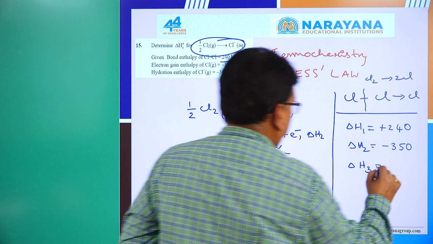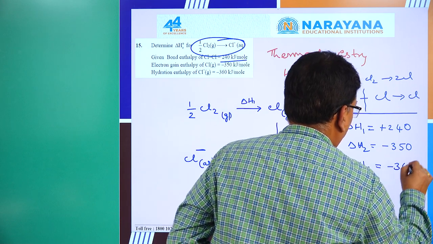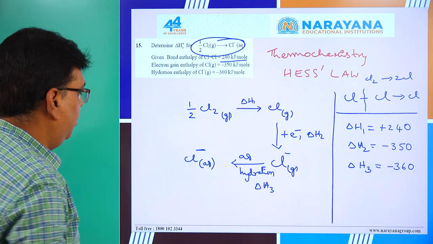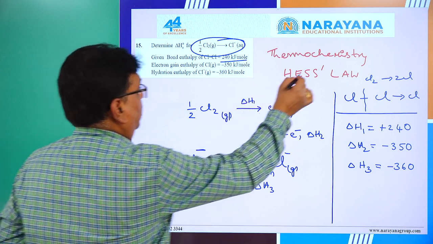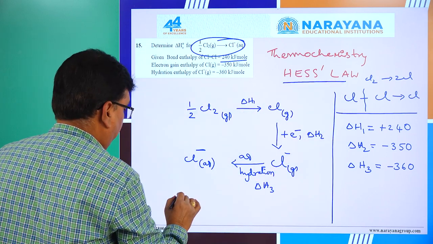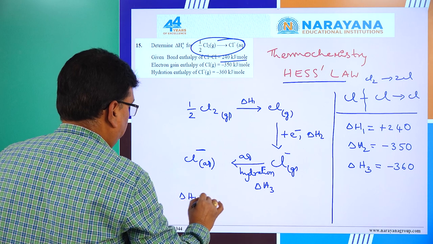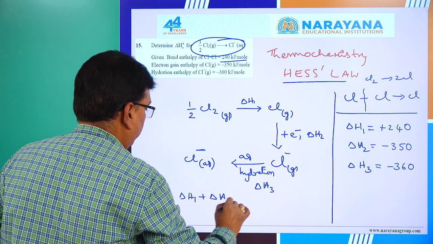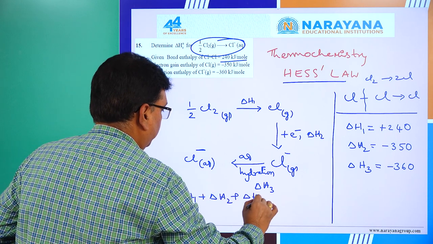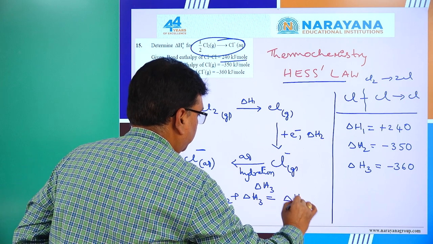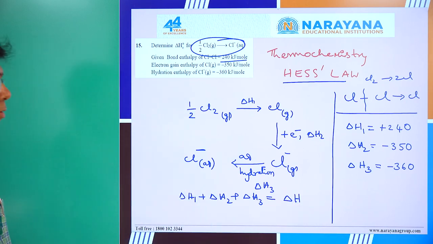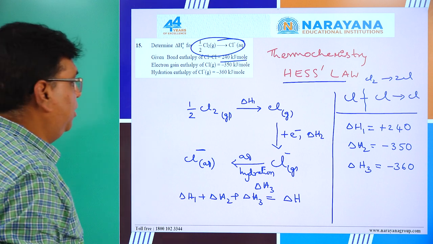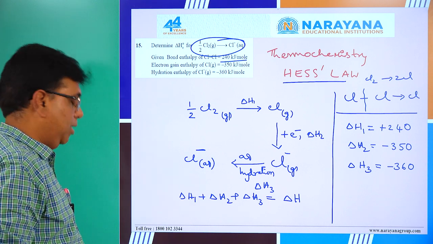Minus 360. Hydration enthalpy is exothermic. Now what is Hess's law? Here we wrote it is based on Hess's law. What is Hess's law? Delta H1 plus delta H2 plus delta H3 is equal to delta H. Right? So what are the values of delta H1?